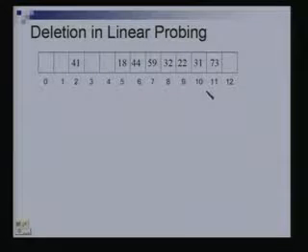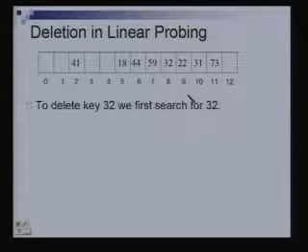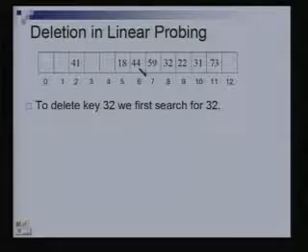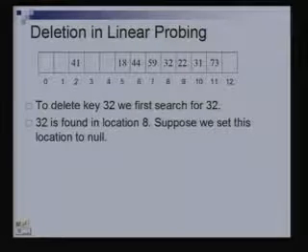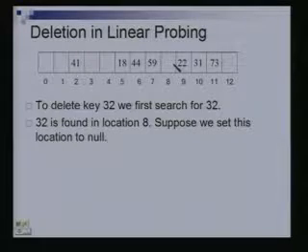How do you delete? Suppose this was my picture from the previous slide, and now I want to delete 32. First I will have to search for 32, right? 32 mod 13 is 6, so I come here, it's not here, I come here, it's not here, I come here, I find 32. So what should I do? Should I remove 32? 32 is found in location 8. Now suppose I just remove it by setting this location to null. Is this a good idea? No. Why not?